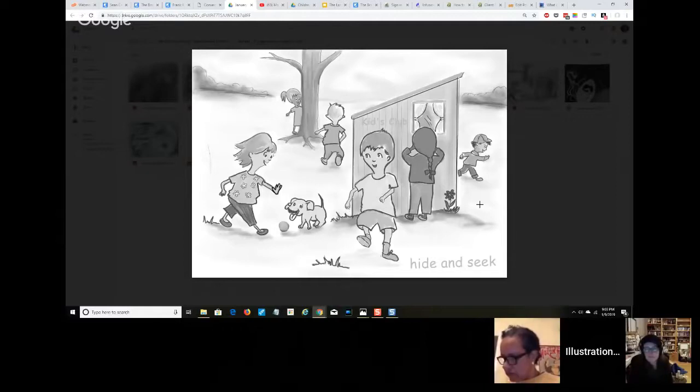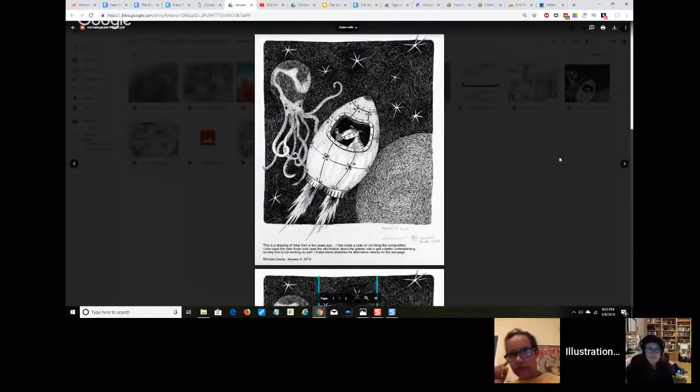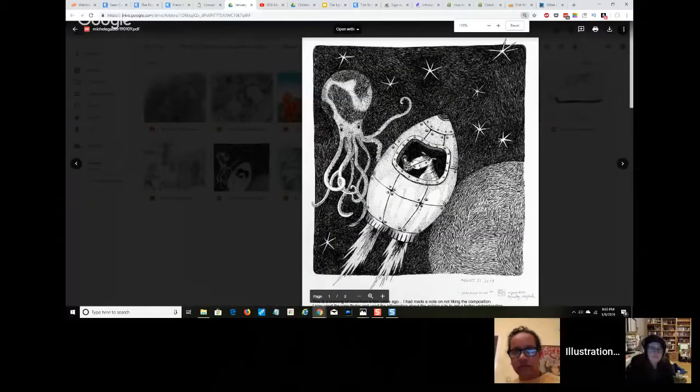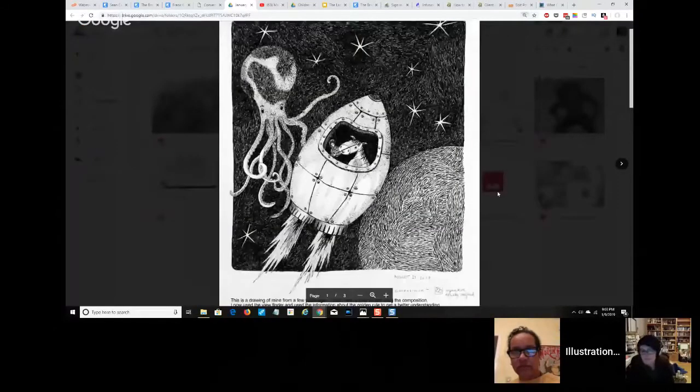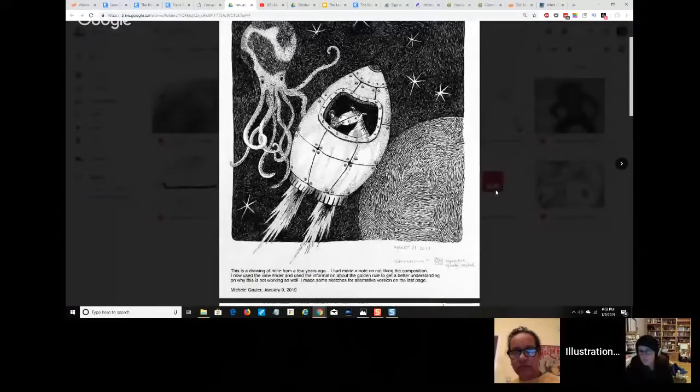Anything else? Any other comments on this one? Okay, we're going to go on to the next. You guys are being real patient tonight, and this is Michelle's piece. And Michelle says, it was a drawing from a few years ago. She'd made a note not liking the composition.